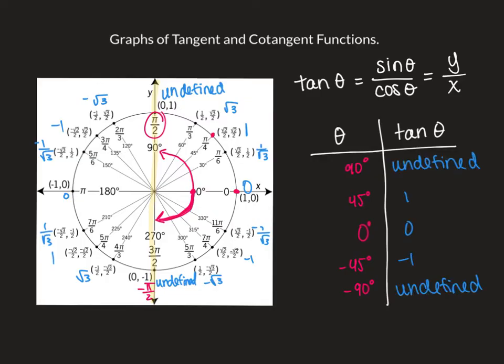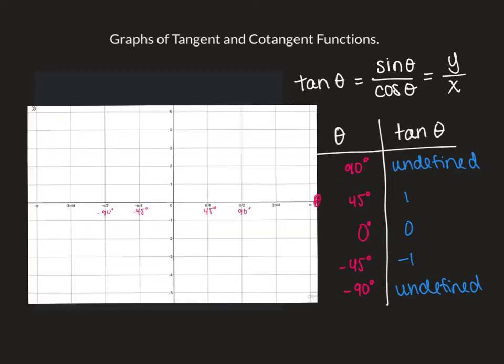Now that we have written this table, let's go ahead and plot these values on our graph paper. So I labeled my angle measurements, or the measurements for theta, on the x-axis, and the y-axis I just have it labeled from -5 to 5. And now I'm going to plot all these values we have discovered.